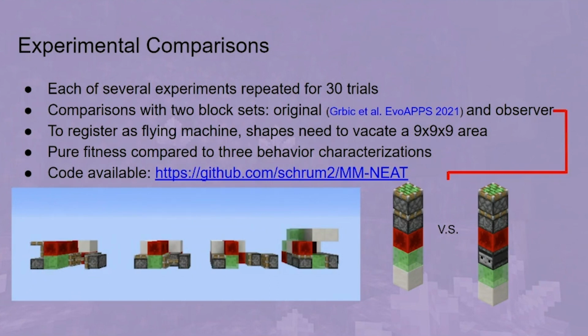Pure fitness was compared to the three behavior characterizations that we'll get to in a second, and all of our code is available here on our GitHub. The NEAT package was used for structure, but the machine learning aspects were not used, and this link will be available at the end of our presentation as well.